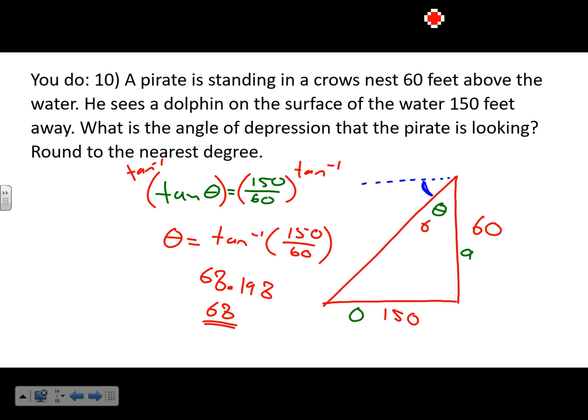That means this is 68 degrees, but then what's that blue angle I have marked here? Well, 90 minus 68 is 22. Always make sure you double check that angle of depression.